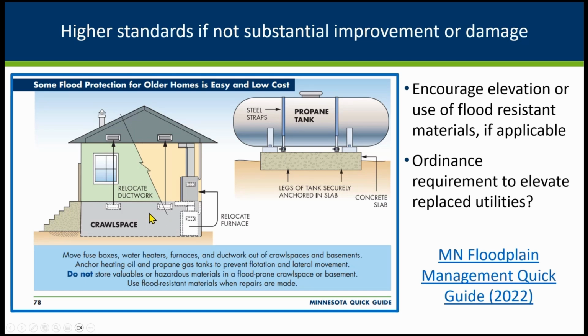and you can have higher standards in your ordinance saying if basic utilities like the furnace or the water heater are damaged and have to be replaced, that they do need to be placed higher and meet the regulatory flood protection elevation. I know in the 2012 flood that Duluth was telling folks that they had to elevate their furnaces when they were being replaced, and they did get some pushback.